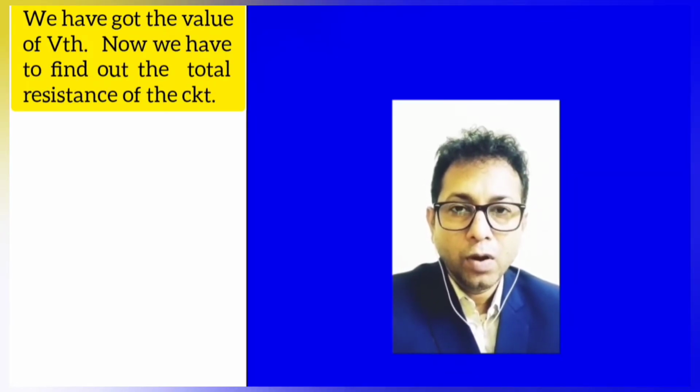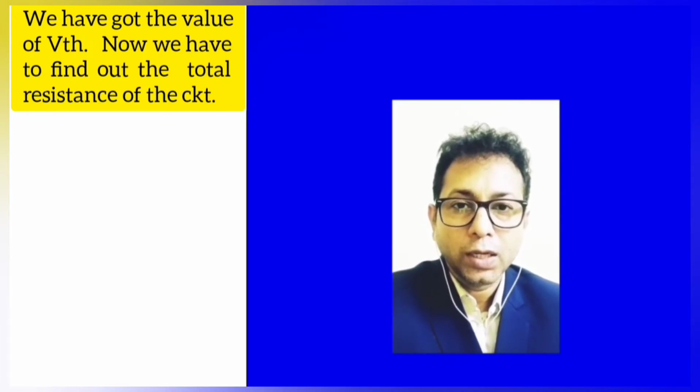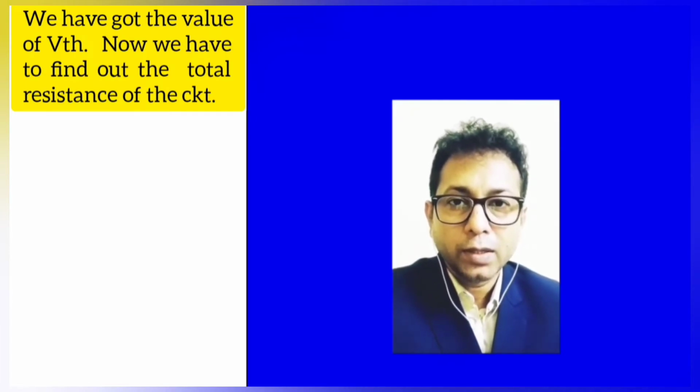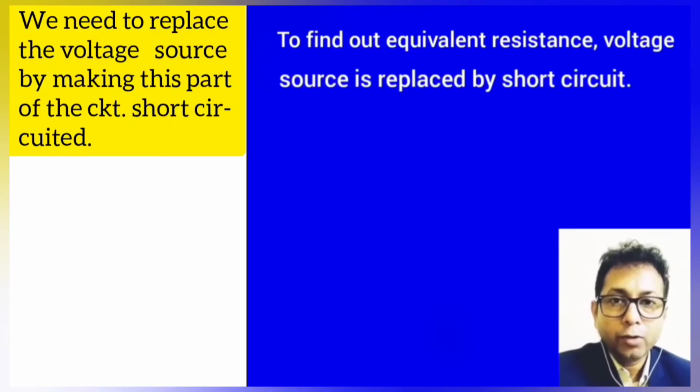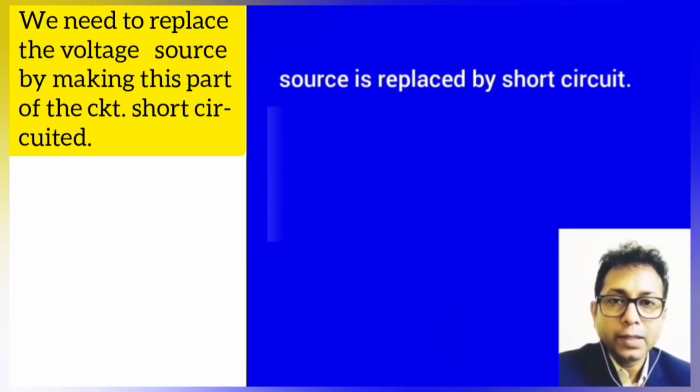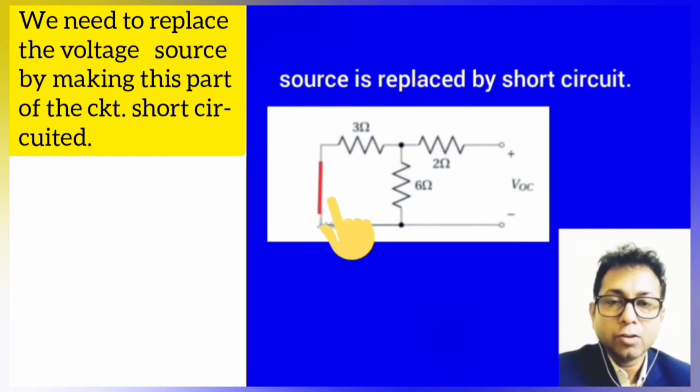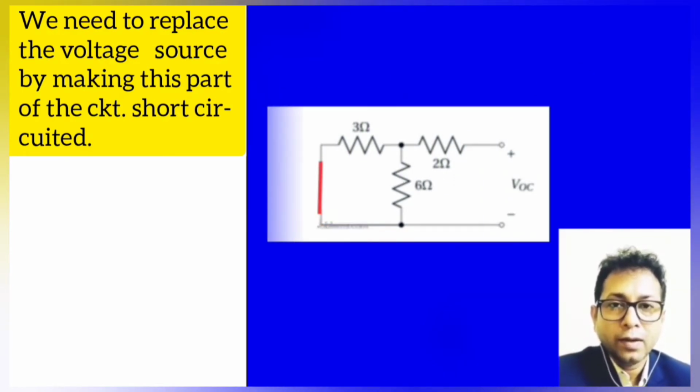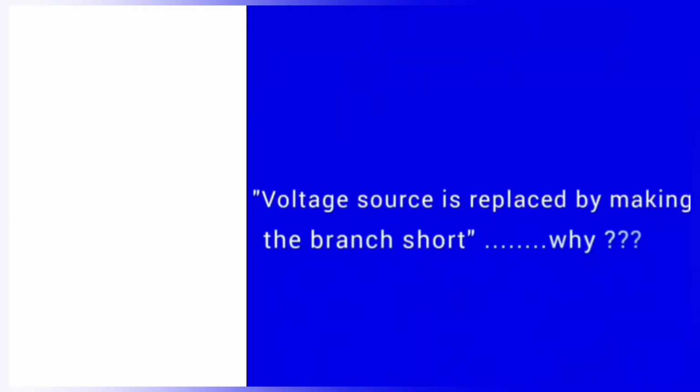Now we have to find the total resistance of the circuit. We need to replace the voltage source by short circuiting this part of the circuit. Clear? Now why is the voltage source replaced by a short circuit?